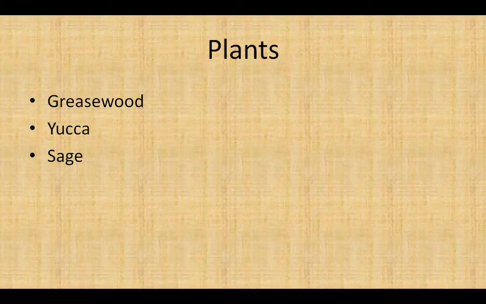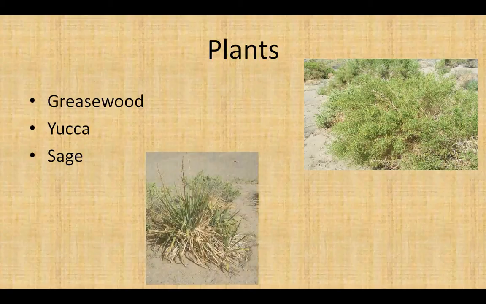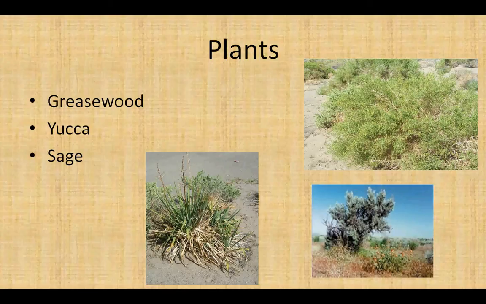Let's talk about plants. Greasewood. Now, greasewood is very specific to the desert environment. You're not going to find it in another environment. Yucca is also another plant that's very specific to our environment. And of course, the state flower, sage.